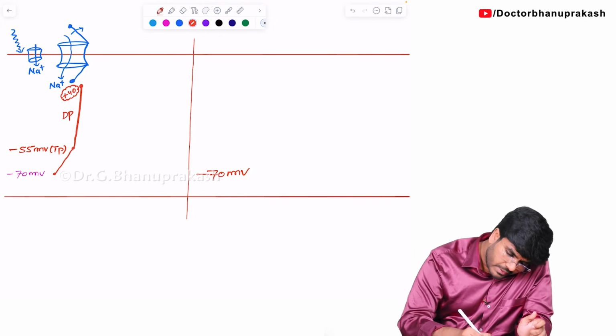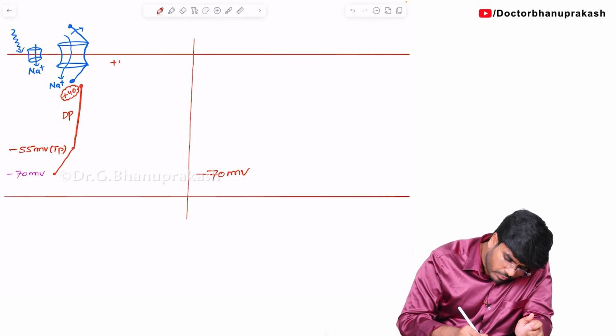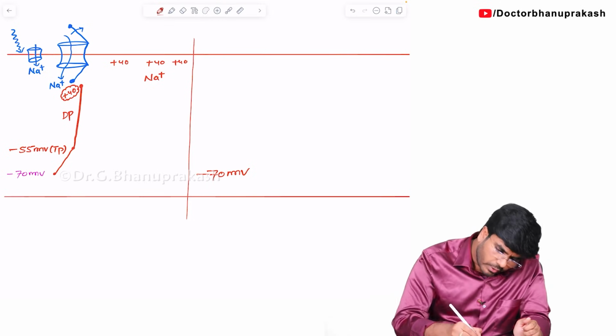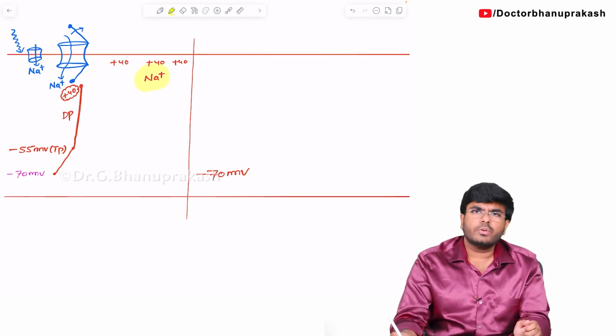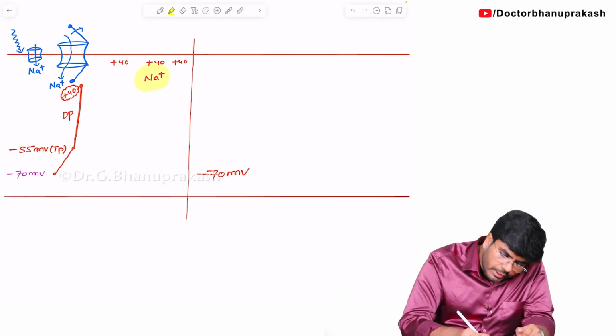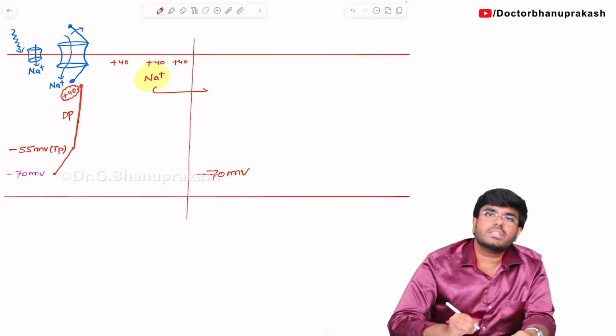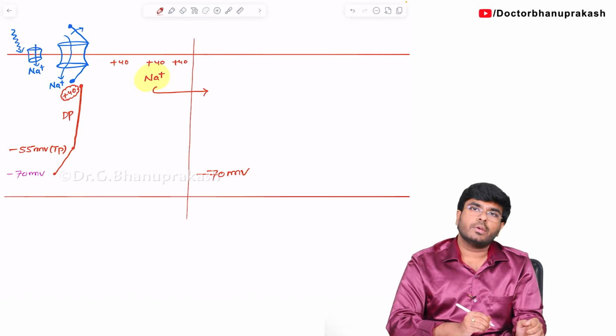My question to you: in this area, what is the voltage now? Plus 40 millivolts. And this plus 40 millivolts is because of what? This is all because of the sodium. A lot of sodium is there now. Do you think the sodium is going to stay only in this part of the neuron? No, the sodium will go through the axoplasm to the surrounding regions also.